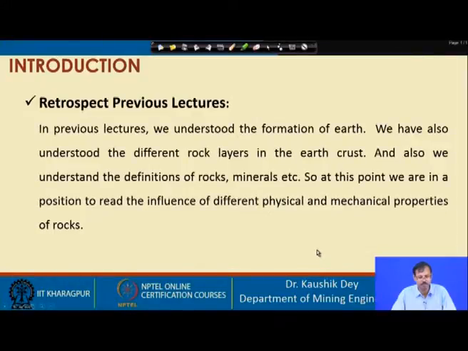In our previous lectures, we understood the formation of the earth. We have seen the central part of the earth is almost in a liquid or semi-liquid stage, and the solid part is the outer layer, where the rocks are formed. So, basically the earth crust is formed by rock. We have also understood the different rock layers in the earth crust, and the definitions of rocks, minerals, etc. in the last class.